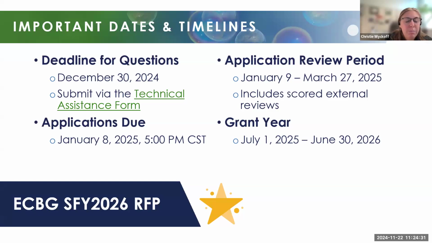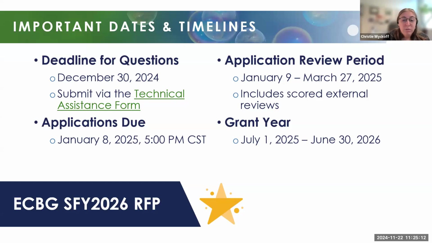All right, so the deadline for questions on the RFP is December 30th. And you can submit those through the technical assistance form. And then applications will be due January 8th by 5:00 p.m. Now, if you have some technical questions when you're trying to submit, something just isn't working right, we will definitely take those technical assistance questions through that form through January 8th. But as far as questions over the RFP, et cetera, the deadline for those is December 30th.